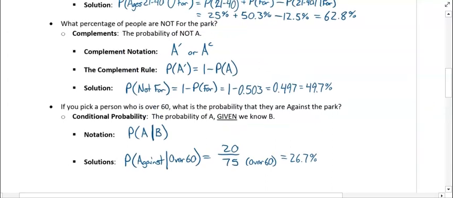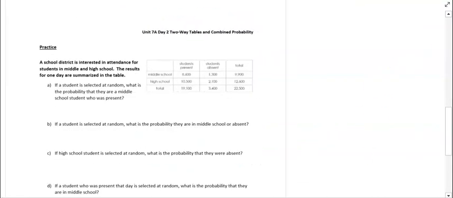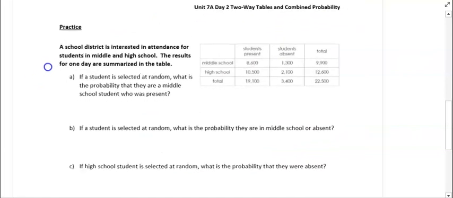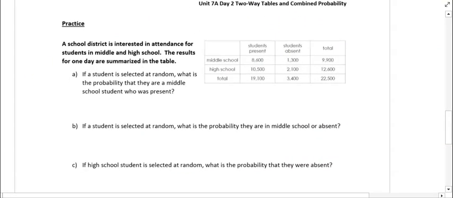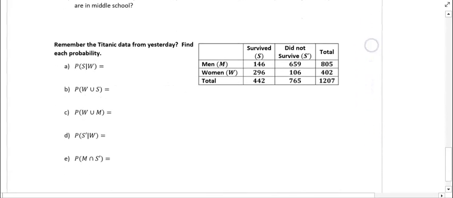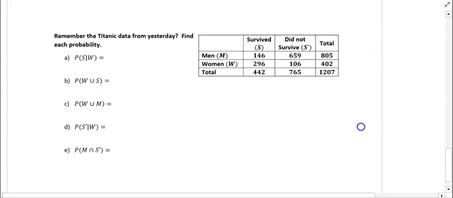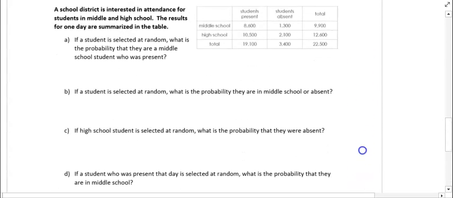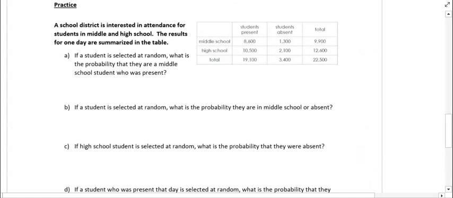I'm going to give you a couple of these in our practice here. If you turn around to the back, I'll put a completed version of this on our shared drive. But go ahead and try some of these. If you need to go back and look at some of these, I've given you some additional problems related to our Titanic data that we had yesterday, and then some others related to this school attendance problem. All right, so give it a try. Check your answers on the completed notes when you're done, and we'll see how you do. Okay, have a great day.